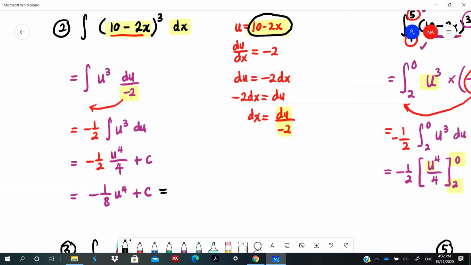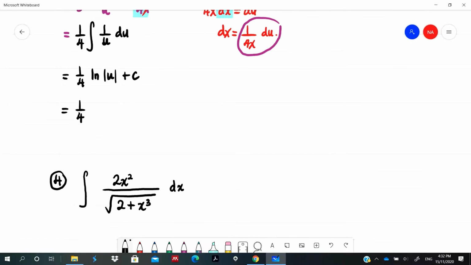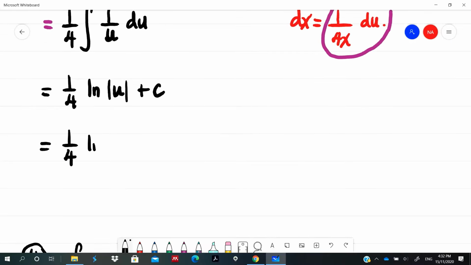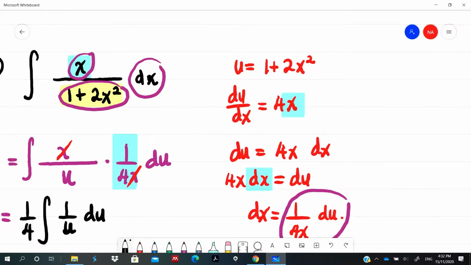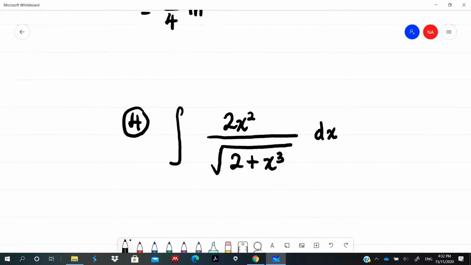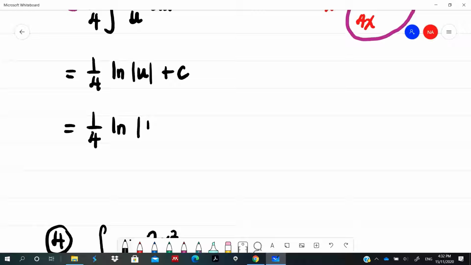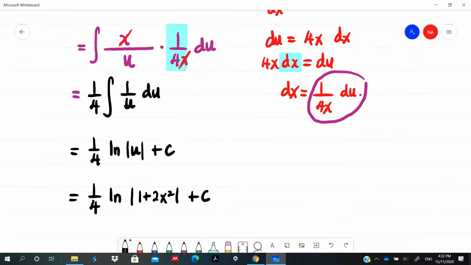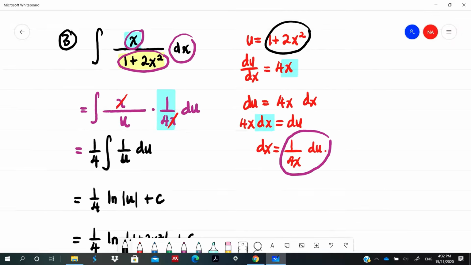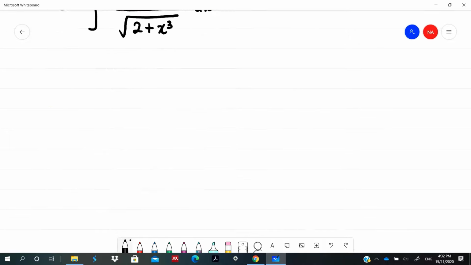Because you already substituted u with 10 minus 2x, you go back and substitute with (10 minus 2x) to the power of 4 plus c. Again, for this type of question, ln of u is given by this 1 plus 2x squared. So you have to put that 1 plus 2x squared in the modulus, 1 plus 2x squared, plus c. All right, so our final answer must be in terms of x because the question given is in terms of x. All right, so now we have question number 4 here.